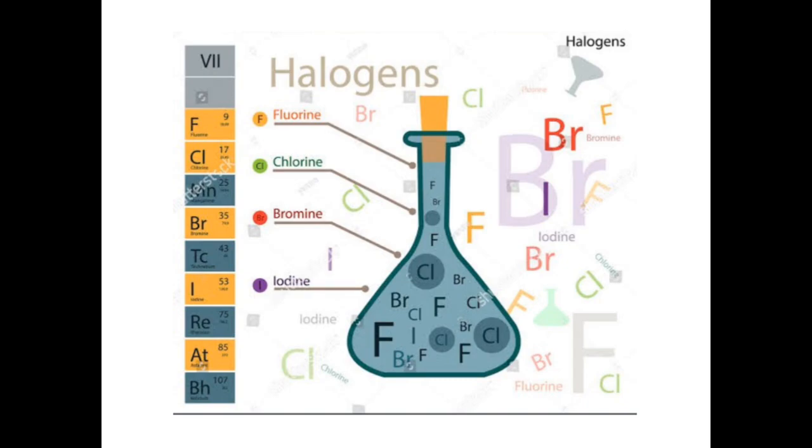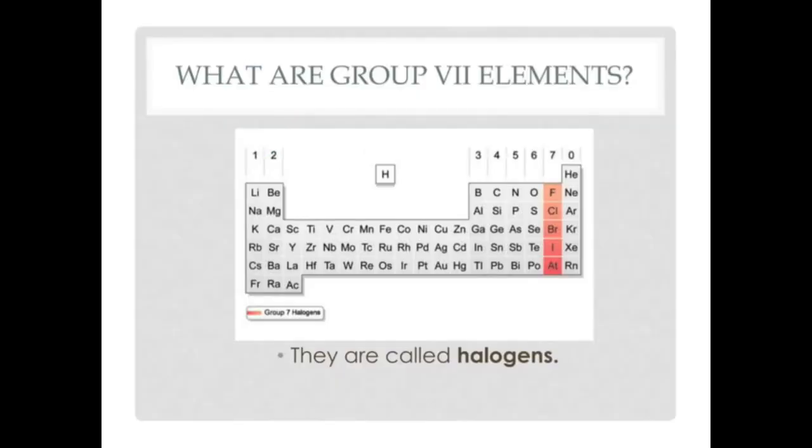And in this class today, we are going to be looking at the halogens or the group 7 elements of the periodic table. And in this video today, we are going to be looking at their description, their properties, their reactions, and all other that you need to know. Let's look at first the halogens. What are group 7 elements?